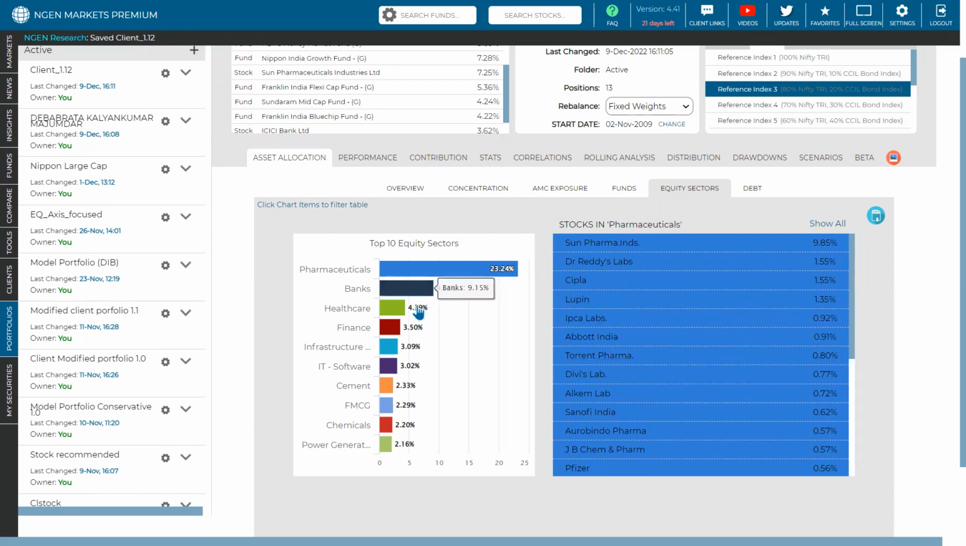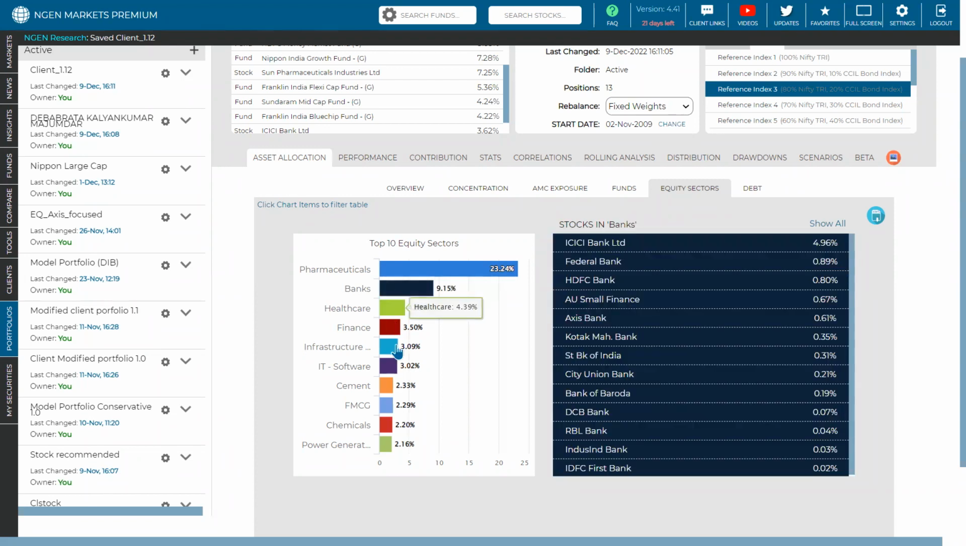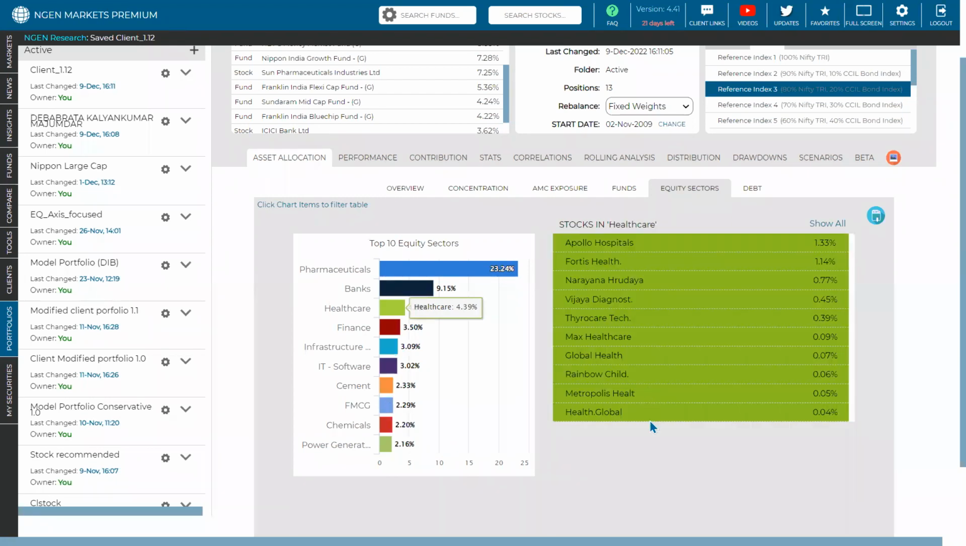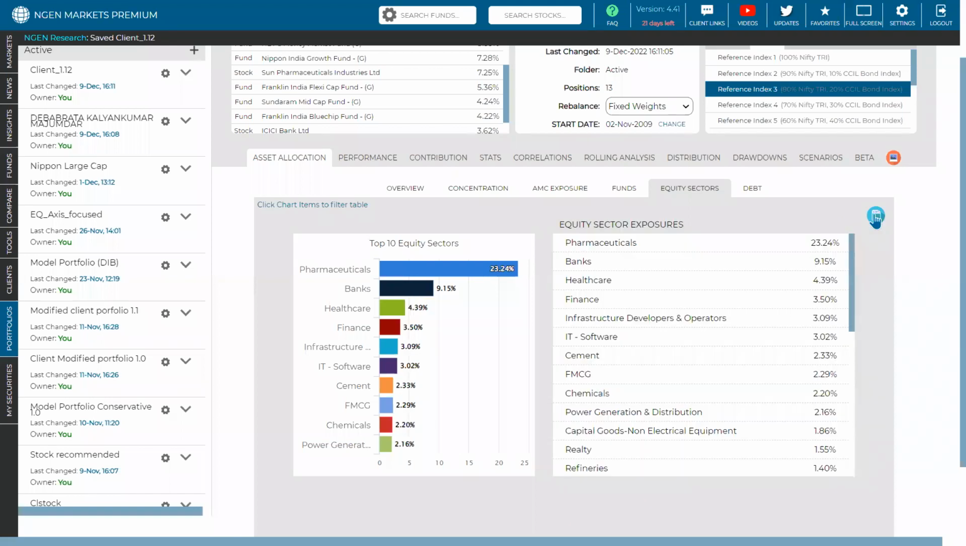Now you can see for banking, healthcare, all you need to do is just click on these graphs to get a look towards all the stocks. You can click show all, and all these exposures of the sectors will be given here, which is easily downloadable in Excel. So this is a CSV format where you can take a look.